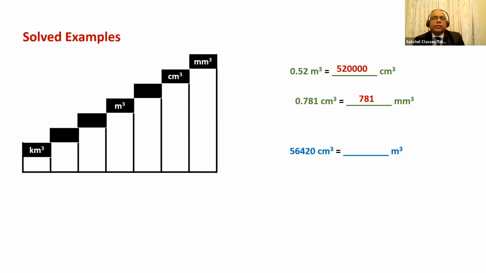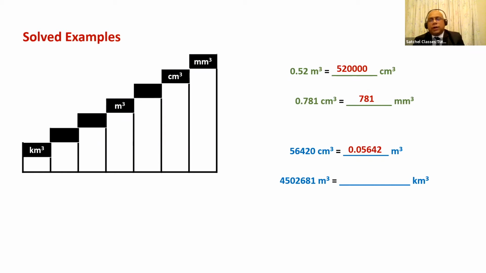What about 56420 centimeter cubed? How much is in meter cube? From centimeter cube to meter cube, as you can see, you have to come down 2 steps. Each step you come down, you divide by 10 cubed. So 2 steps will be divided by 10 to the power of 6. So your final answer will be 0.05642.